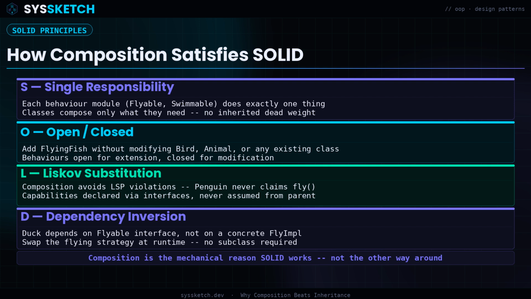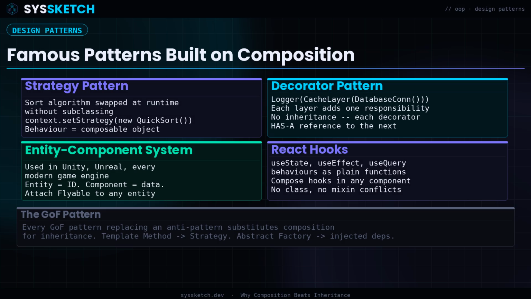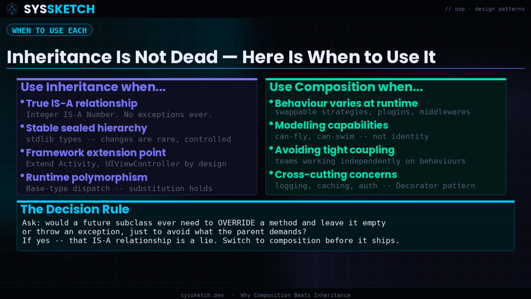Composition at scale. Beyond those 4 patterns, one more example stands out: React hooks. Before hooks, React used class components with lifecycle methods. Teams used higher-order components and render props to share logic, both inheritance-flavored approaches. Hooks replaced all of that with plain functions: useState, useEffect, useQuery. You compose them inside any function component. No class, no hierarchy, no mixin conflicts. When the React team explained why they replaced mixins, they used the exact same language as the Gang of 4: favor composition. 30 years apart, same answer.